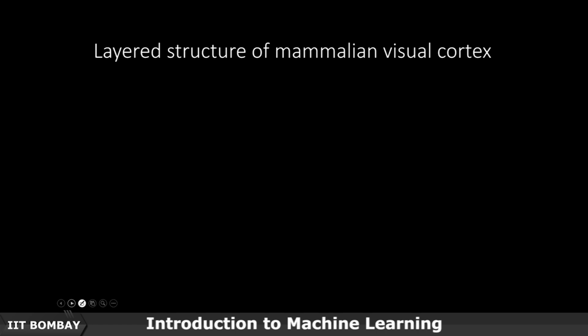So now what is the concept of layers? Why do we have layers in neural networks? So again, let's go back to biology a little bit. Let's talk about the mammalian visual cortex.